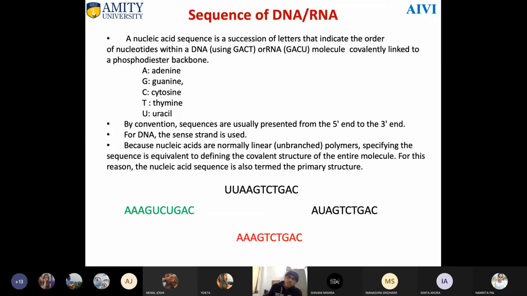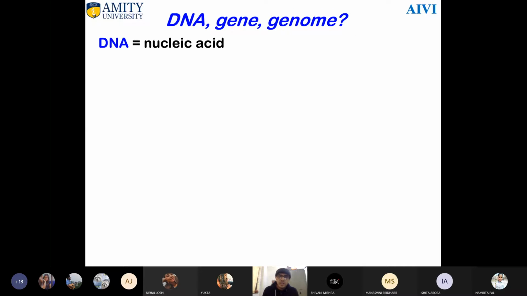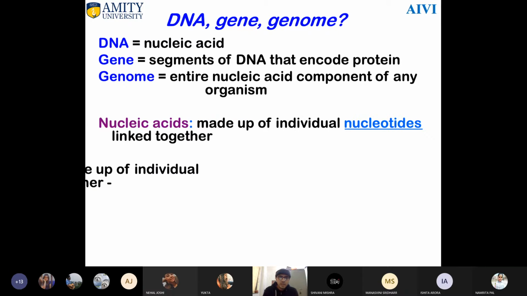Whenever you write a sequence, some conventions are there, and you have to follow all these conventions while representing the structure of DNA. You will always write the sequence in the 5' to 3' direction. And you will write only one strand, because the second strand is complementary to it, so we won't write the second strand. Which strand should we write? We'll always write the sense strand. So the sense strand and the anti-sense strand, two strands are going to be there. DNA, gene, genome, these things are there.